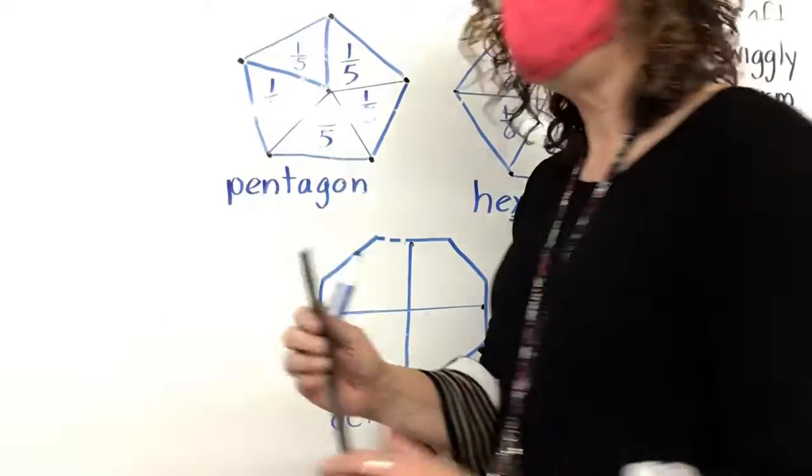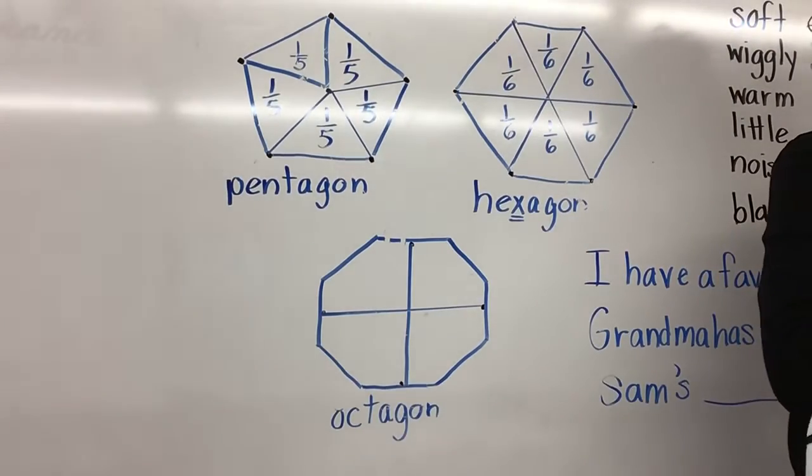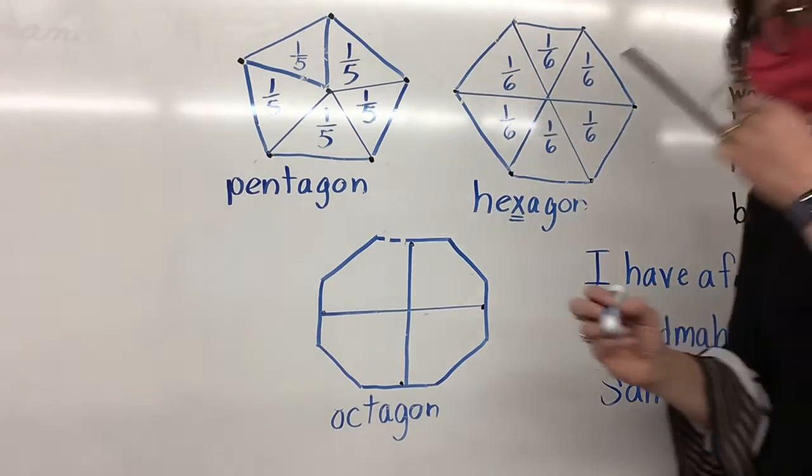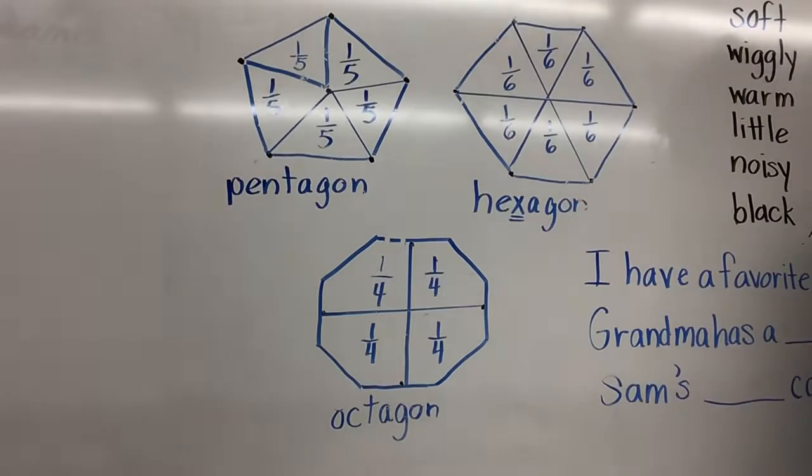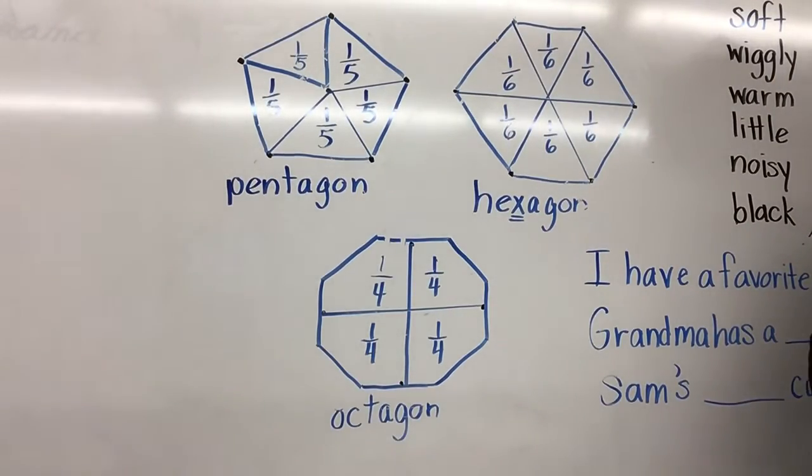So even though this is an 8-sided figure, how many pieces have we divided it into? 4. So what's our denominator gonna be? 4. So how much is one section of this? 1/4. Yes, 1/4. So you are just gonna write 1/4 in each section because they are only asking us to divide that octagon into 4 pieces.